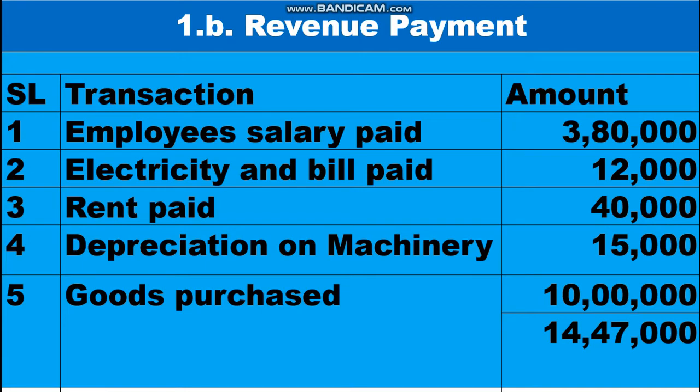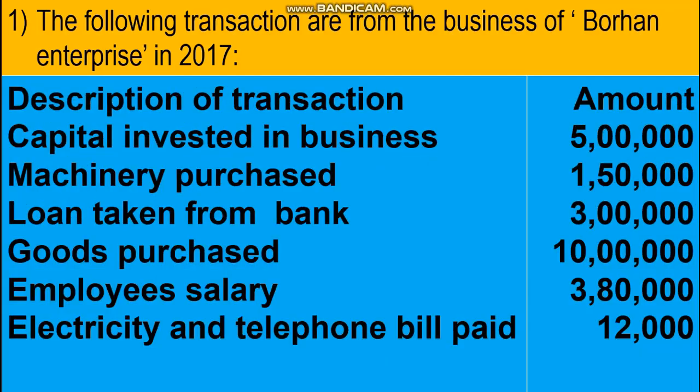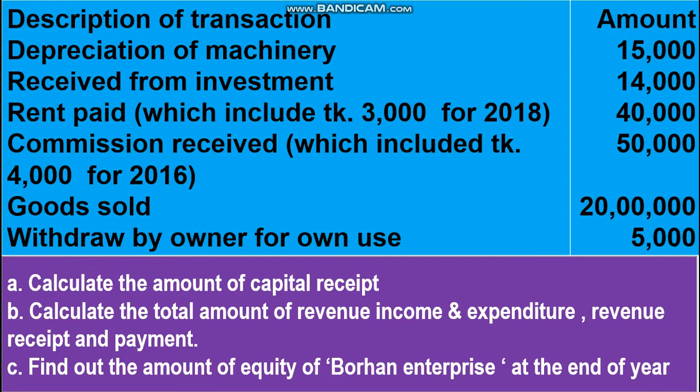Now we have requirement C. Let's see the question. Yes, find the equity of Borhan Enterprise. Dear student, if you can remember the formula of equity, we have learned in chapter 2, chapter 3 also. Equity means the money of the owner. For that we have a formula.